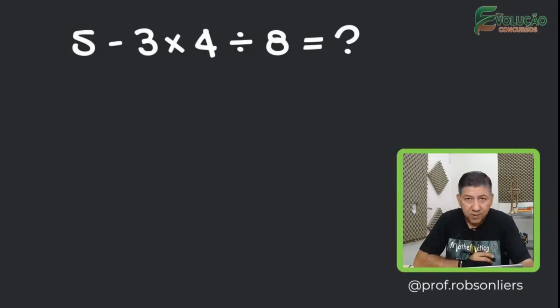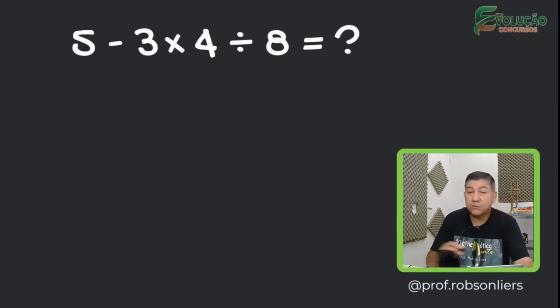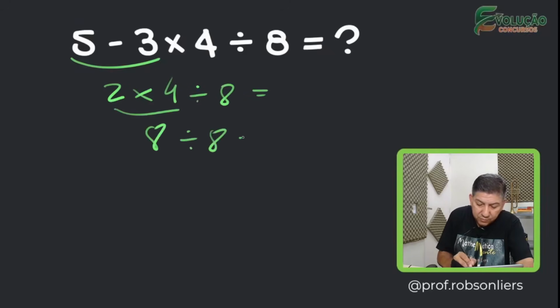A lot of people during the test, feeling nervous and anxious and wanting to solve it quickly, take a problem like this one, start solving it any way they can and end up getting it wrong. Look, someone gets this: 5 minus 3 times 4 divided by 8. The guy goes ahead and does this. 5 minus 3 is 2, then 2 times 4 divided by 8. Then he'll do this. 2 times 4 is 8, and 8 divided by 8 is 1.